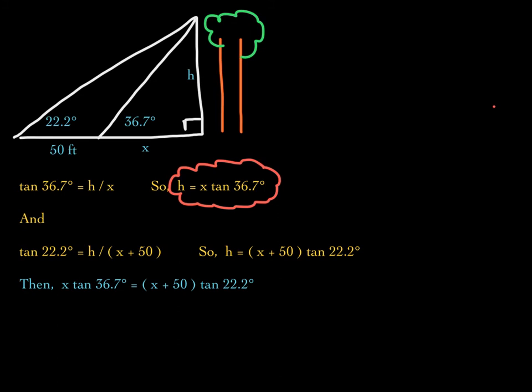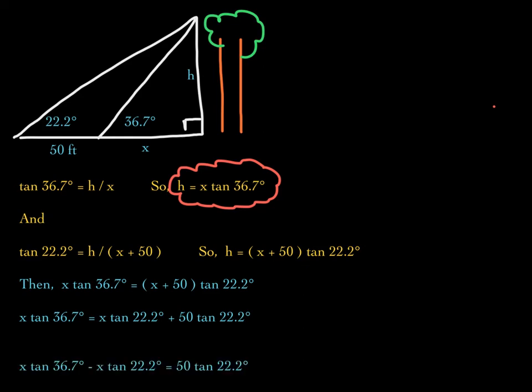So now let's use algebra to isolate x. The first thing I'm going to have you do is distribute tangent of 22.2 degrees. Now that we have distributed tangent of 22.2 degrees, I'll collect my variable terms on the same side. In other words, I'll subtract this term from both sides. So now we have x times tangent of 36.7 degrees minus x times tangent of 22.2 degrees is equal to 50 times tangent of 22.2 degrees. And we're on our way.